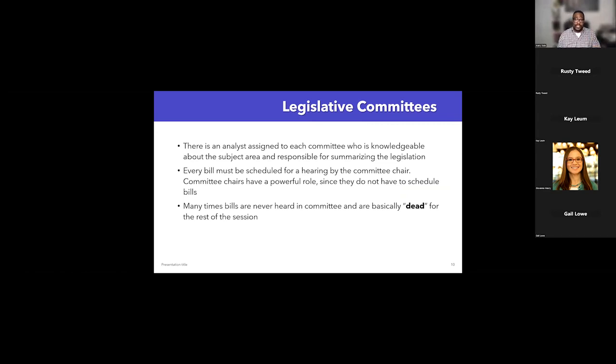Every bill must be scheduled for a hearing by the committee chair. So the committee chairs have a powerful role, powerful authority, since they don't have to schedule the bills at all. So if someone puts forth a bill and the committee chair has it in front of them, they don't necessarily have to schedule that bill to be heard. So oftentimes bills are never heard in committee, and they die for the rest of the season, meaning that they don't get brought back up again. They go away, they dissipate.